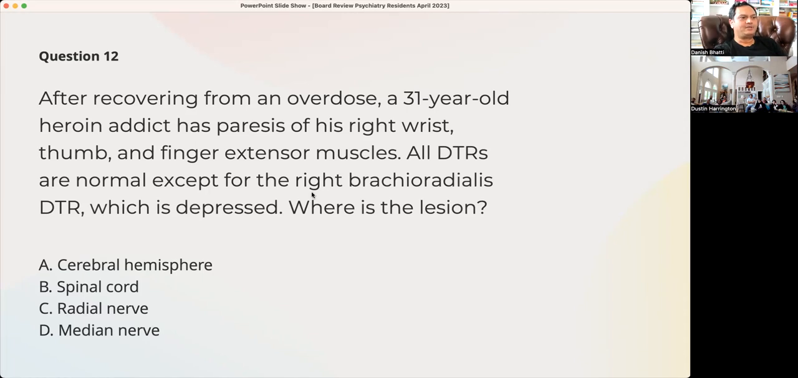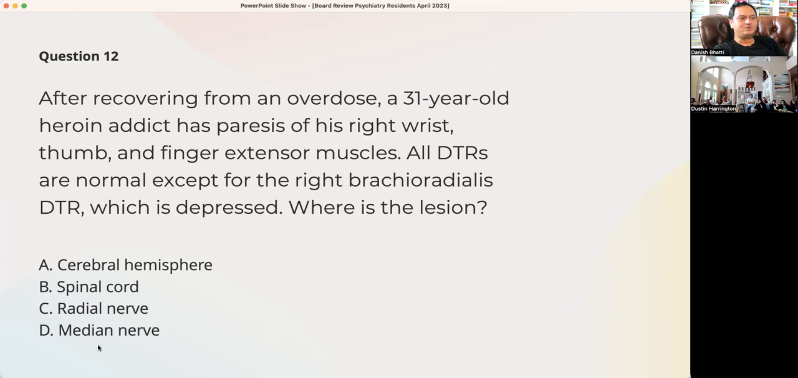All deep tendon reflexes are normal except for the right brachioradialis deep tendon reflex. So a very specific root or nerve is involved, and not other reflexes. Where is the lesion? The lesion cannot be in the cerebral hemisphere because the involvement of reflex is very specific, only brachioradialis. It cannot be the spinal cord because the reflexes are depressed, and there is very specific, peculiar weakness. And remember, in a single nerve root or spinal cord lesion, you don't get one or two specific muscle weaknesses. You get a bunch of muscle weakness.